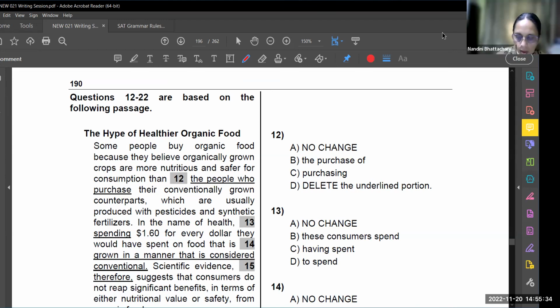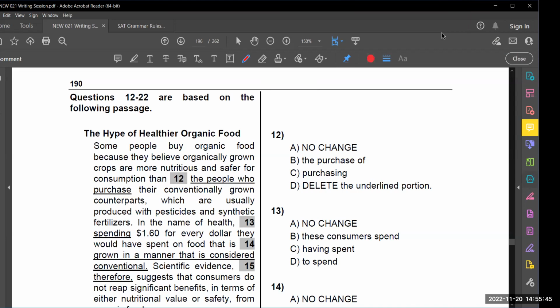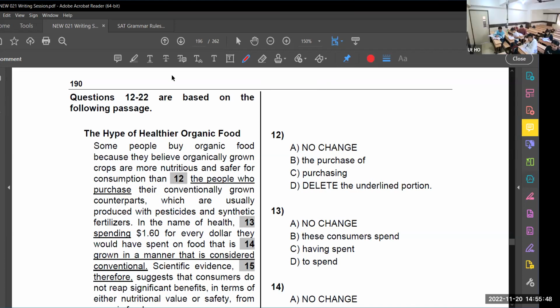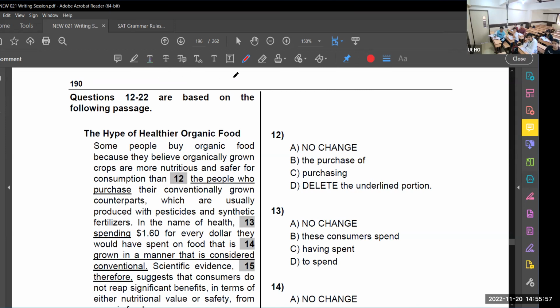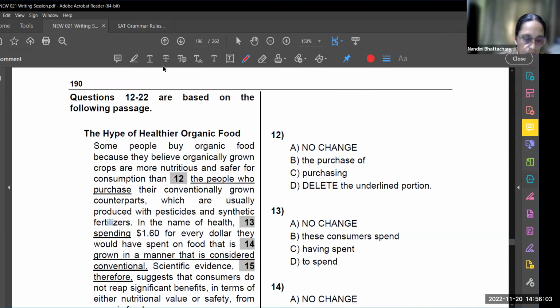Okay, so now we can go through the answers and see if we are correct or do we have any doubts. Okay, question number 12. It should be B. B or D? Which one are you talking about? Delete the underlined portion, B. Deleting the underlined portion, right? Yes, that is the answer.